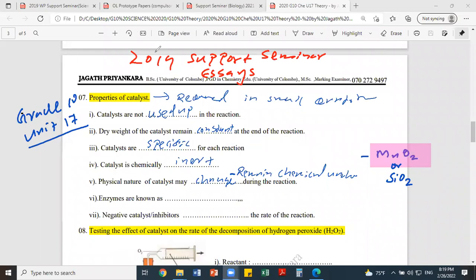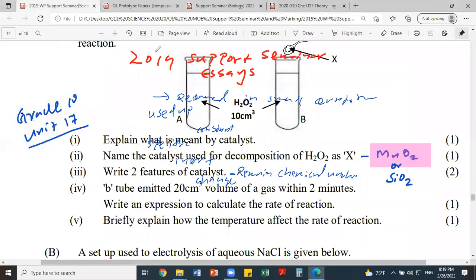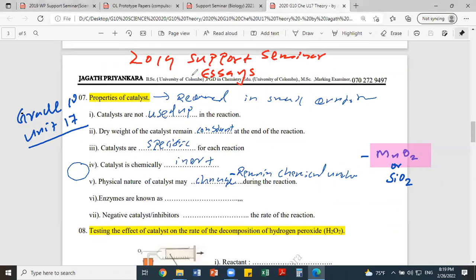So what is the question here? Part 3: two characteristics of the catalyst. Answer will be what? This is the answer. You can write any 2 of these. Not used up in the reaction. Dry weight of the catalyst remains constant or unchanged, remains the same.